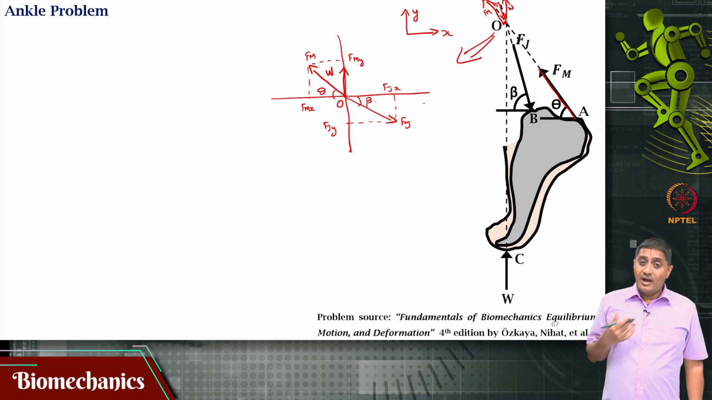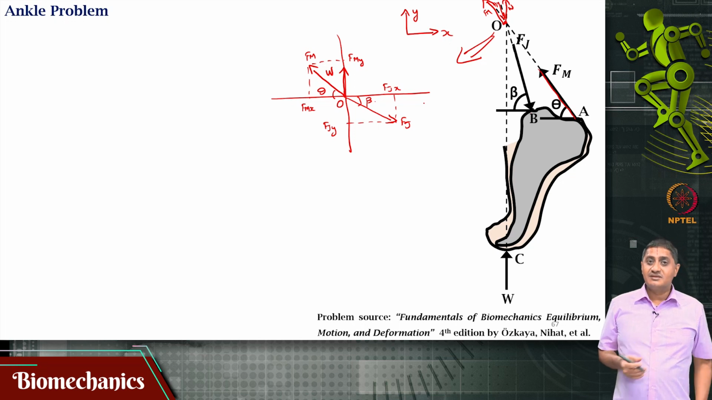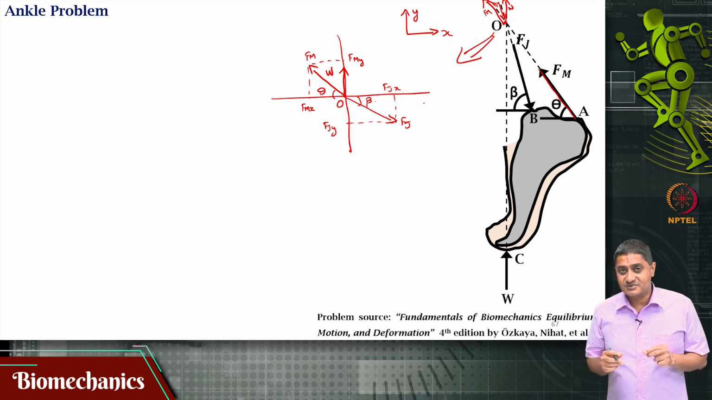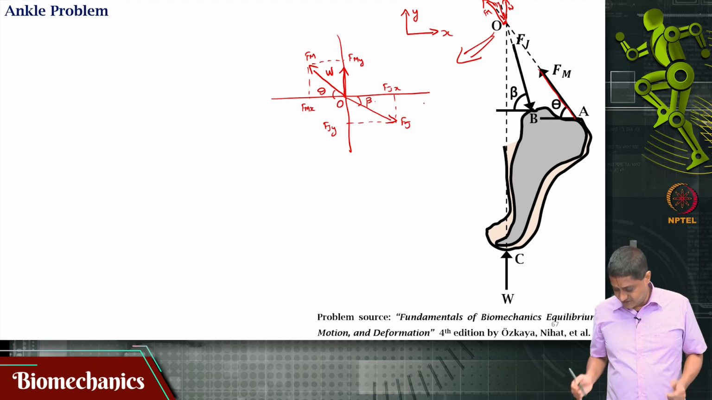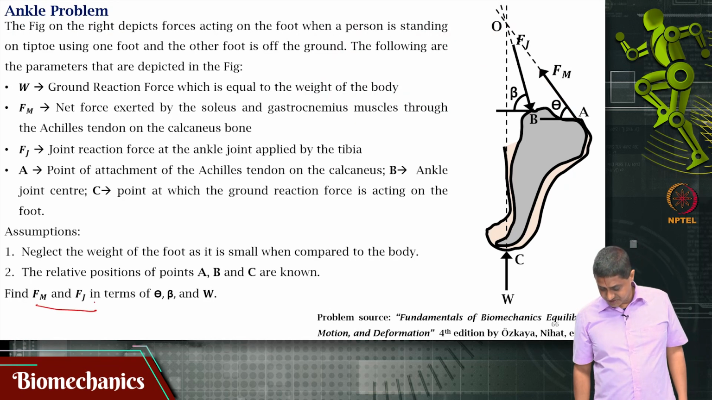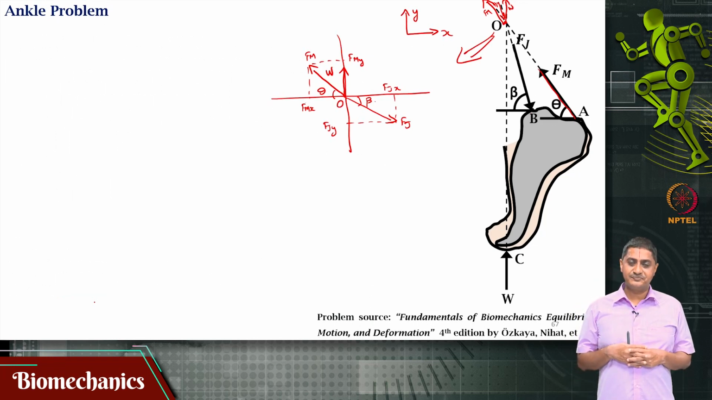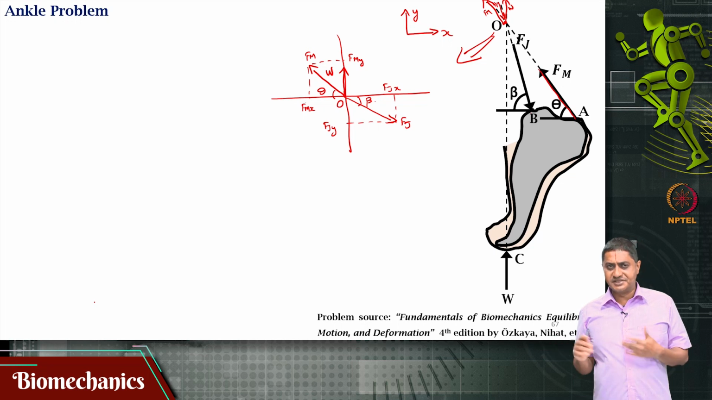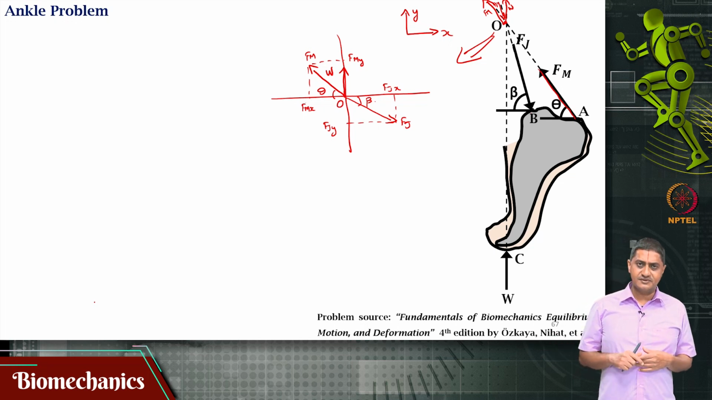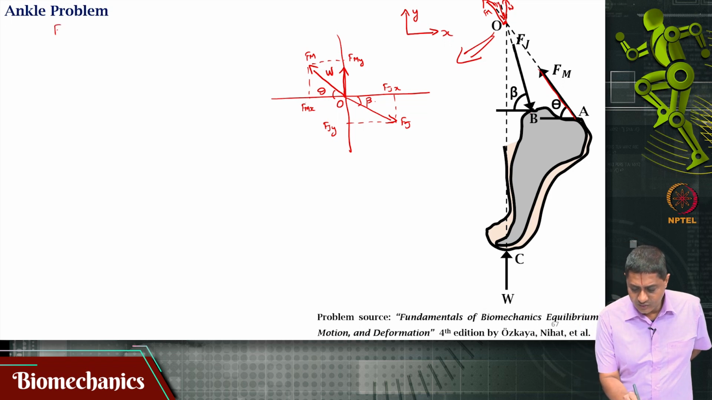Now, I can find Fm and Fj. That is the question that is asked for us. The question is find Fm and Fj. Let us go back and verify what is the question. Find Fm and Fj, that is the question. Okay. So, I can find Fm and Fj in terms of theta, beta and other things and W, etc. Right. W is known.